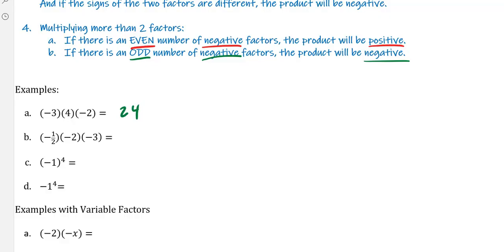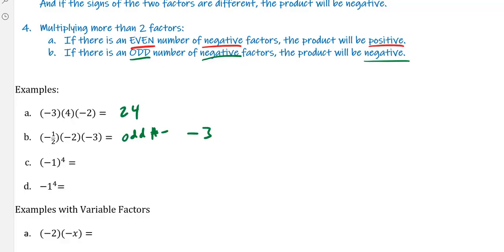Let's look at the next one. We're multiplying negative 1/2 times negative 2 times negative 3. There are 3 negatives there. That's an odd number of negatives, so that means your answer is going to be negative. And 1/2 times 2 is 1, and 1 times 3 is 3. So our answer is negative 3.